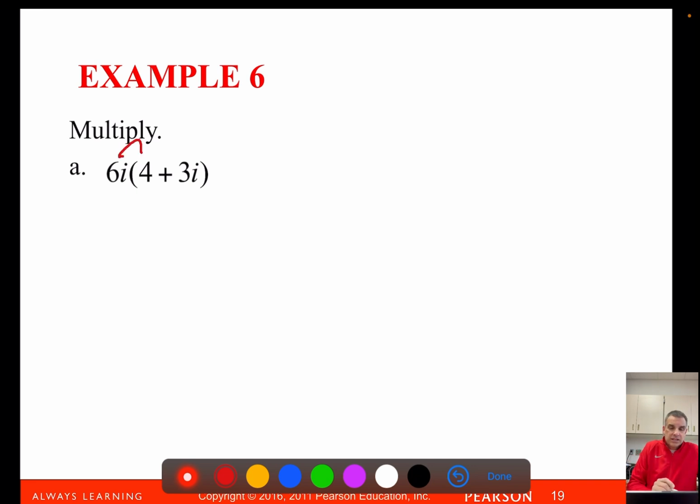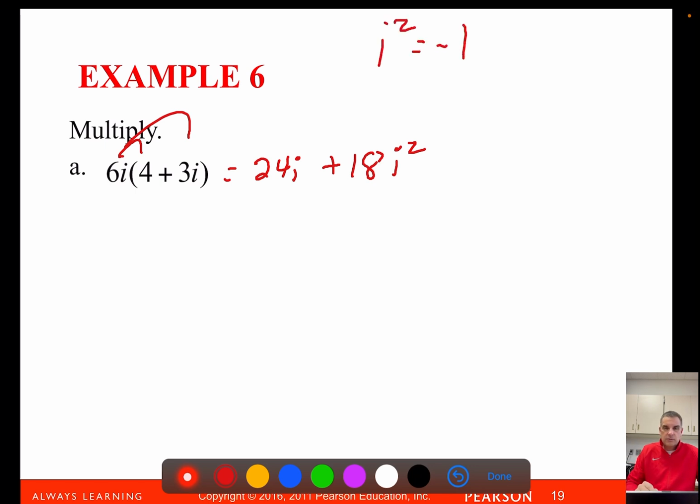So if we go 6i times 4, 6i times 4 is 24i. And then we have to go 6i times 3i. So that's plus 6 times 3 is 18i squared. But now here's the trick in all of this. Remember, i squared is equal to negative 1. So then this can become 24i plus 18 times negative 1, which is 24i minus 18.